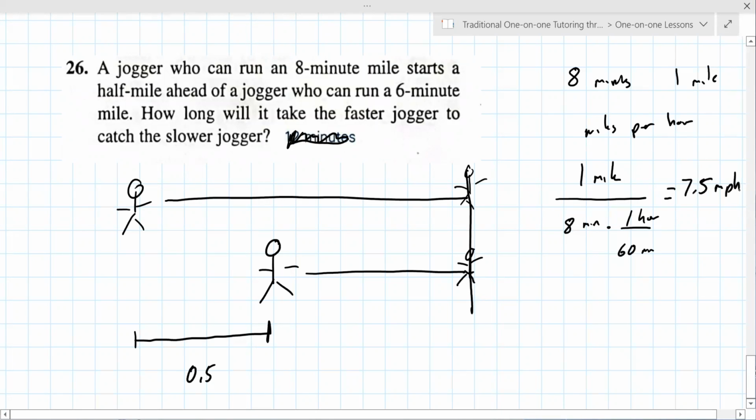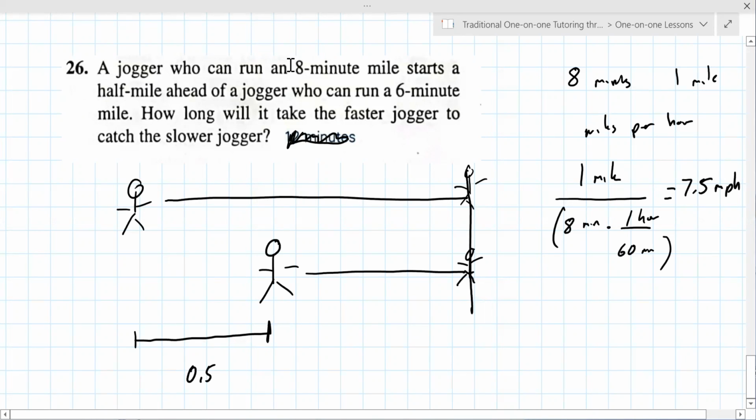So, in terms of the calculation, it's 1 divided by 8, divided by 60. Oh, I had it right. My calculator was weird and I didn't think 7.5 was right.